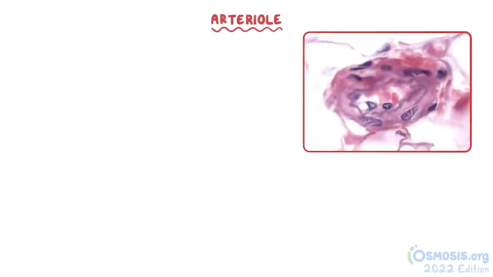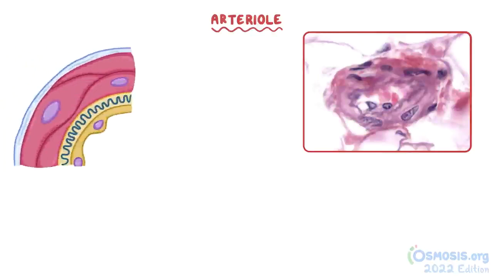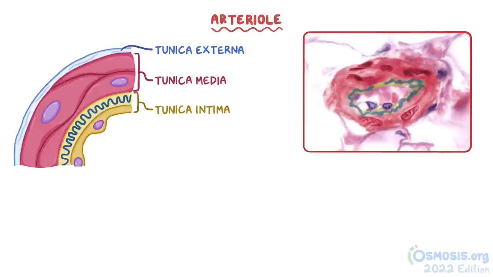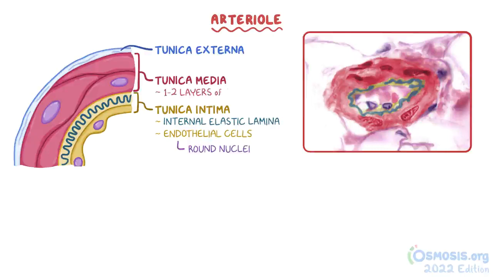Alright, this image is an example of an arteriole from the abdominal mesentery. Similar to most blood vessels, the arteriolar wall has three main layers: the tunica intima, tunica media, and tunica externa. The tunica intima consists of an internal elastic membrane, or lamina, and an inner lining of flat endothelial cells with round nuclei. The tunica media consists of 1 to 2 layers of circularly arranged smooth muscle. The tunica externa surrounding the smooth muscle is a very thin layer of fibrous tissue that can be difficult to identify in images like this.